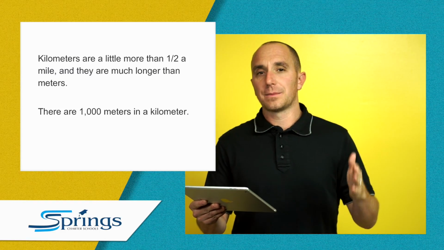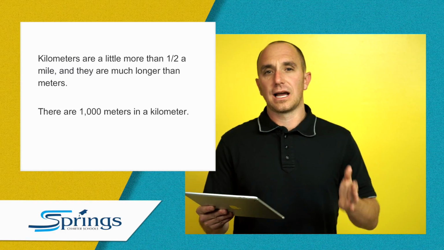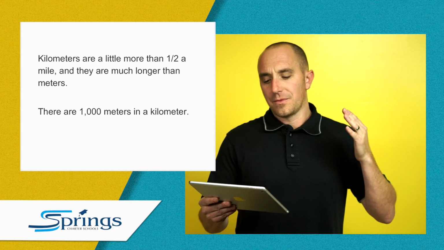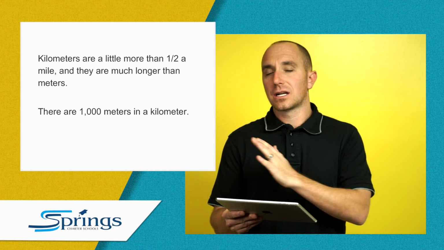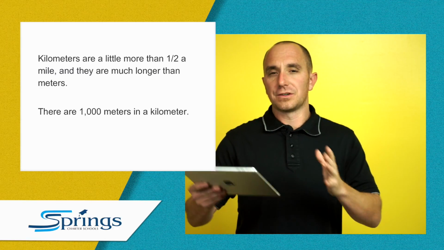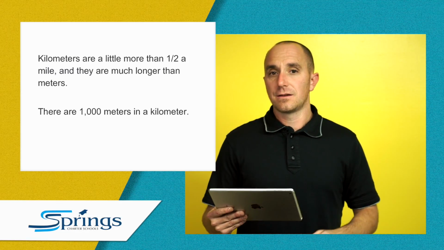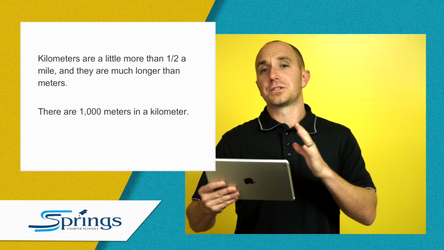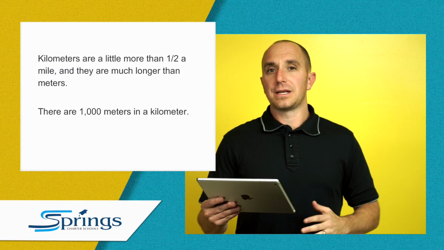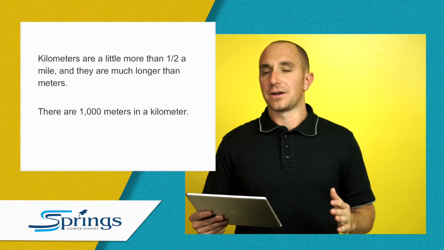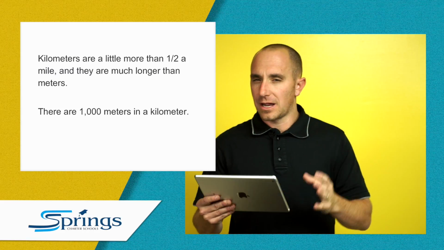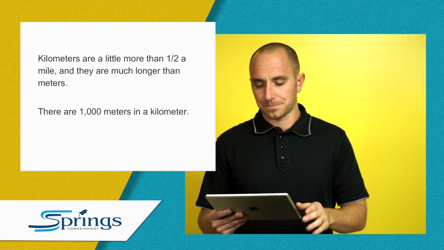And again, when you talk about how we work on equivalencies and how they are related, there are 1,000 meters in a kilometer. So every time you're jumping, you went from millimeters to centimeters, you had 10. From centimeters to meters, you had 100. And now you're going from meters to kilometers, you have 1,000. So you're just kind of adding a 0 on, if that helps to think about how they're related.